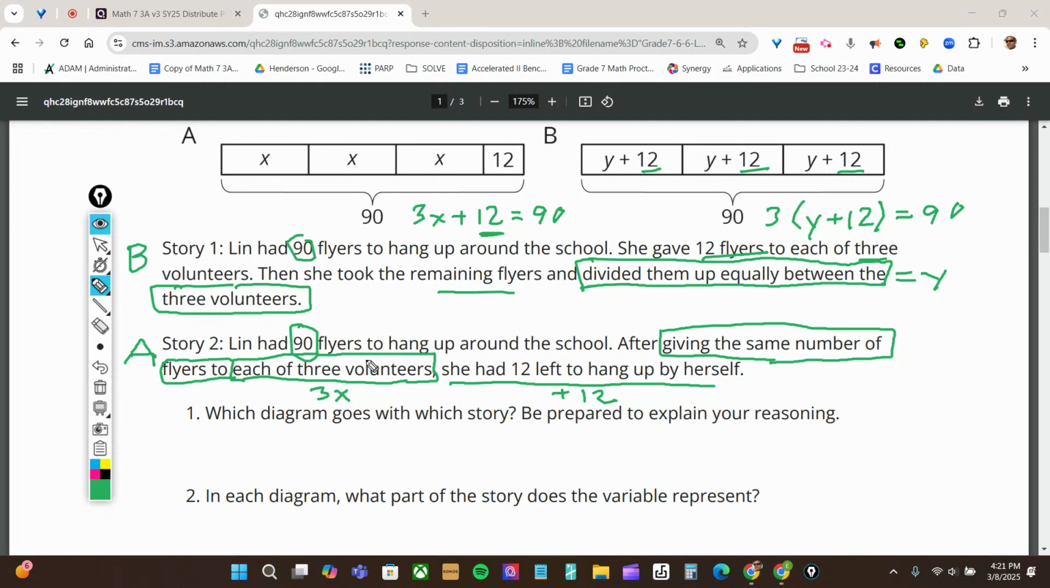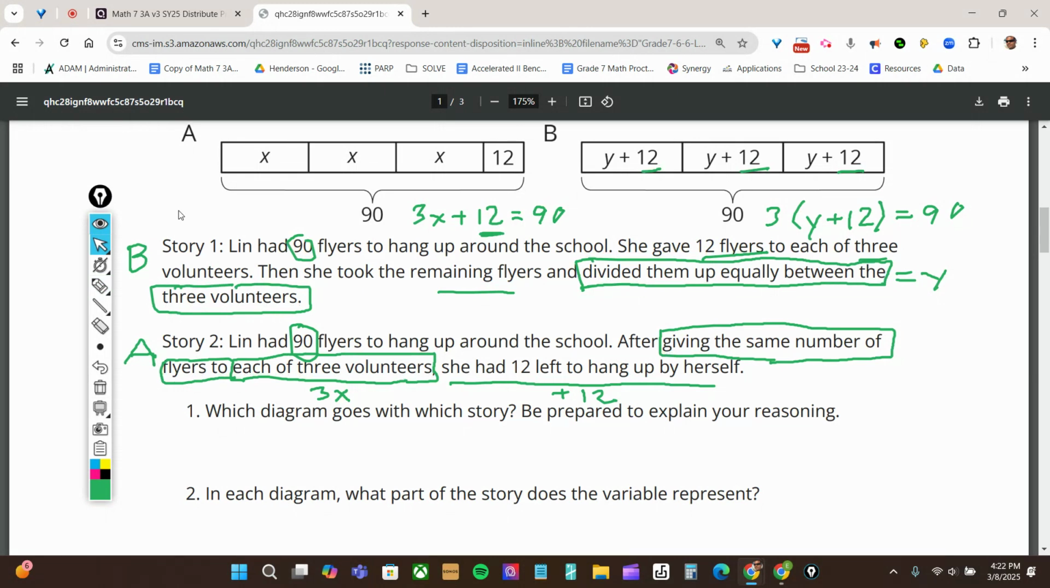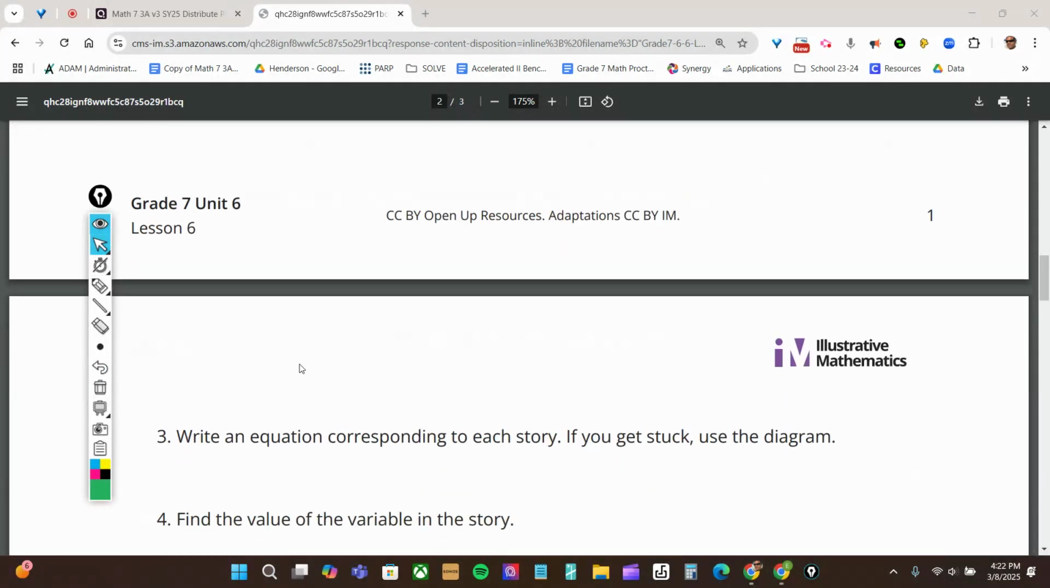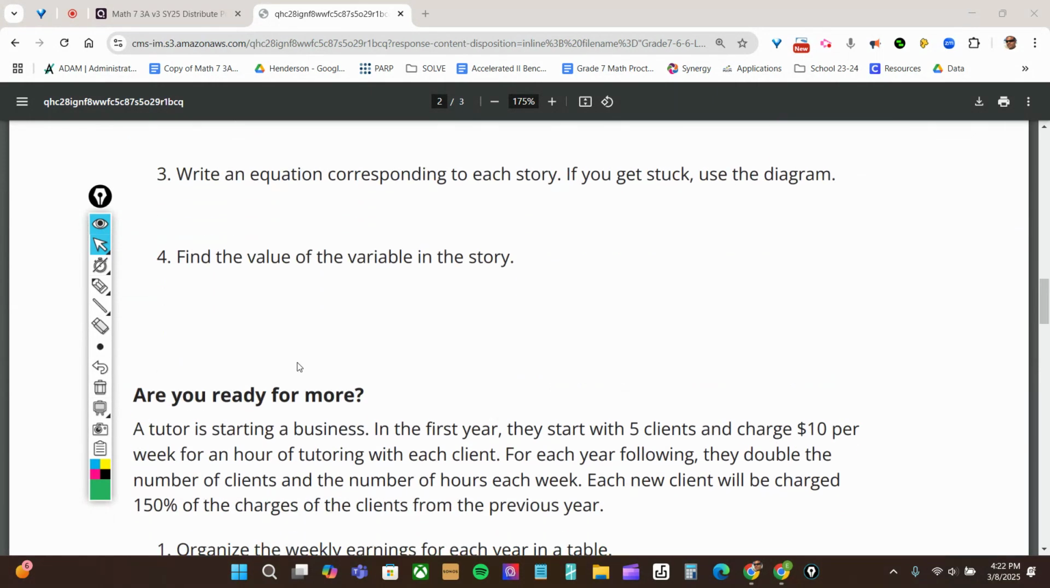Alright, let's pause there for a minute. Alright, so we got that part done. I guess we're supposed to go down to the bottom here and do some solving. So let's do that. Ain't got much space, but I think we can manage it.